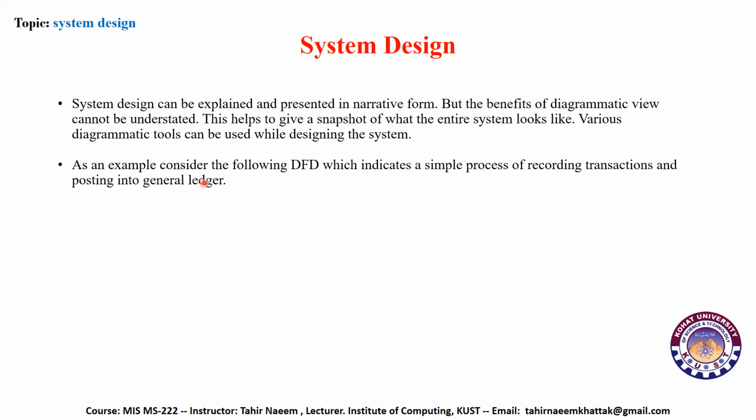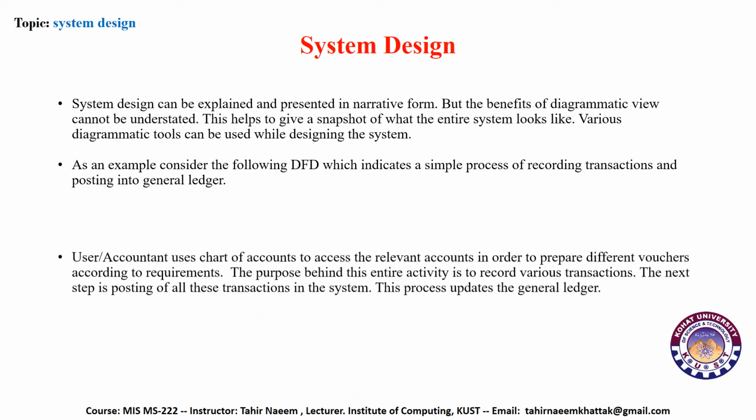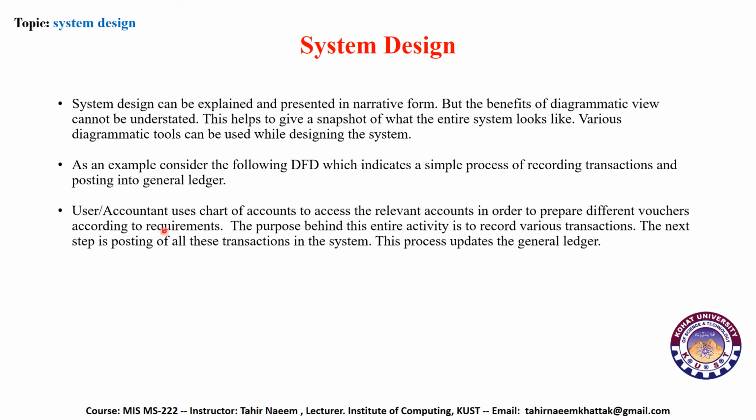As an example, consider the following DFD, which indicates a simple process of recording transactions and posting into the general ledger. User accountants use the chart of accounts to access the relevant accounts in order to prepare different vouchers according to the requirements. The purpose behind this entire activity is to record various transactions. The next step is posting of all these transactions in the system. This process updates the general ledger.